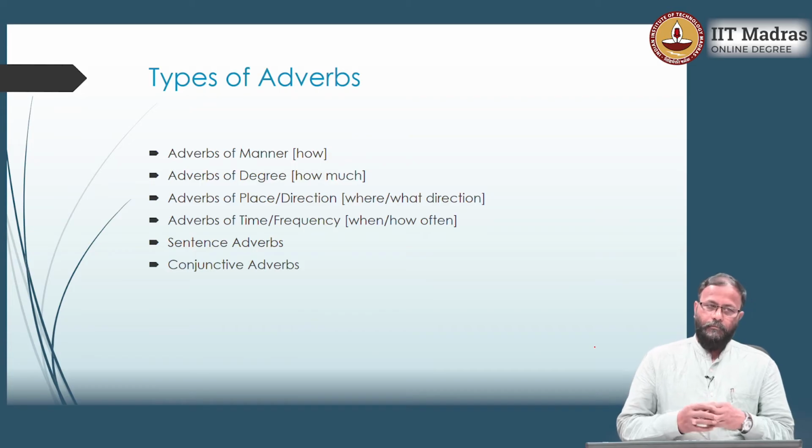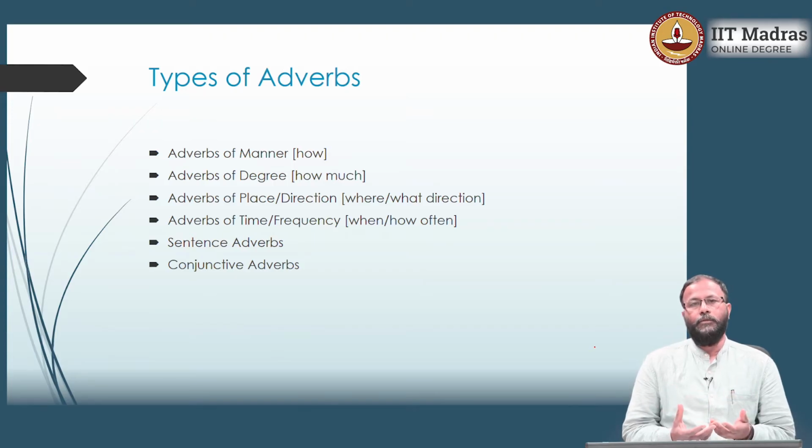Sentence adverbs, there are some adverbs which come in the beginning of a sentence and they take the entire sentence in its scope and modify the entire sentence. So they are called sentence adverbs. We'll have a series of examples. And then conjunctive adverbs, where they work as a linker, right? And link the clauses. So these are generic classifications of adverbs. We'll go to each of them one after the other.